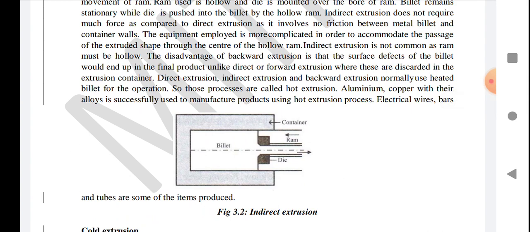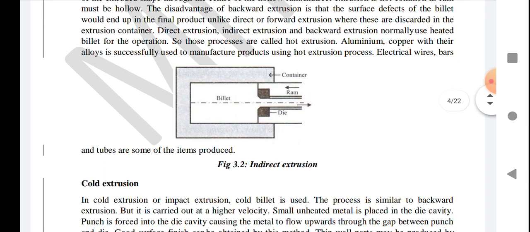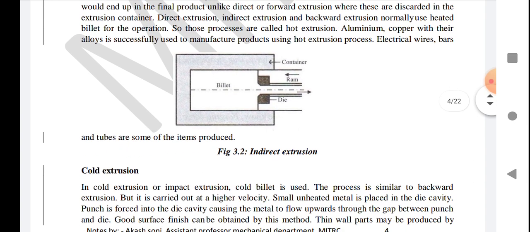Direct extrusion, indirect extrusion, and backward extrusion normally use a heated billet for the operation, so these processes are called hot extrusion. Aluminium, copper, and other alloys are successfully used to manufacture products using the hot extrusion process. Electrical wire and tube are some of the items produced.